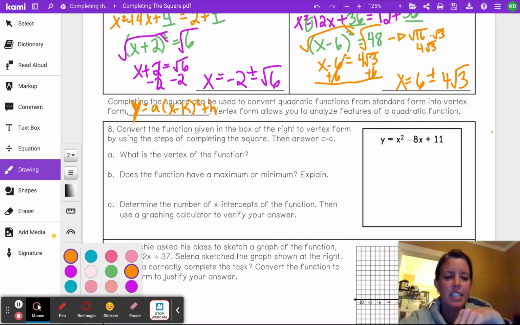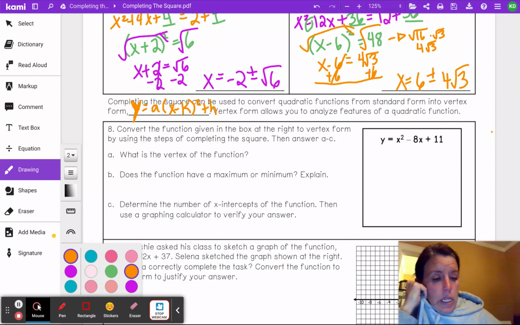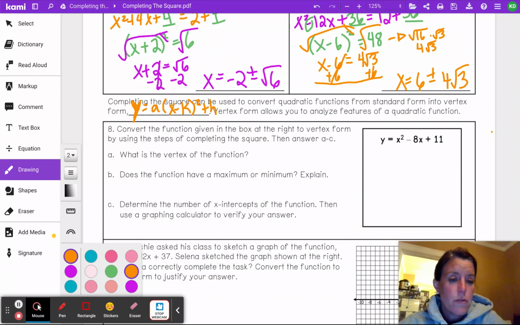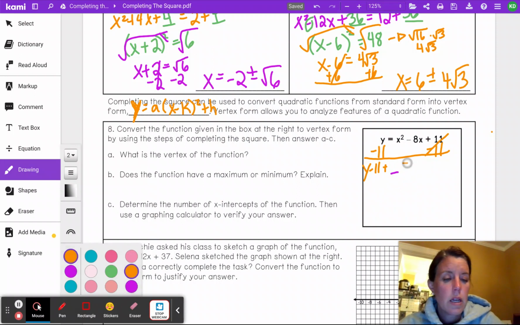So let's look at this equation, y equals x squared minus 8x plus 11. So we're going to use completing the square because it's not factorable and we can't use the square root method. So again, same as before, I'm going to subtract 11 from both sides. So now I have y minus 11. And again, I'm going to add a number to both sides because we're completing the square. So I'm going to leave my little blank equals x squared minus 8x plus, and here's my blank.